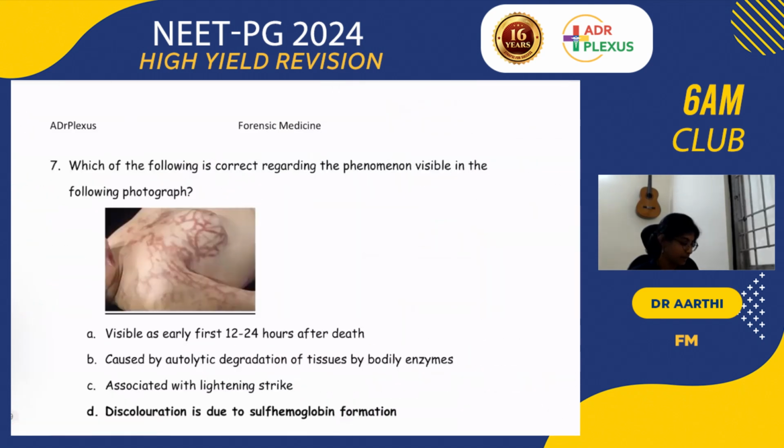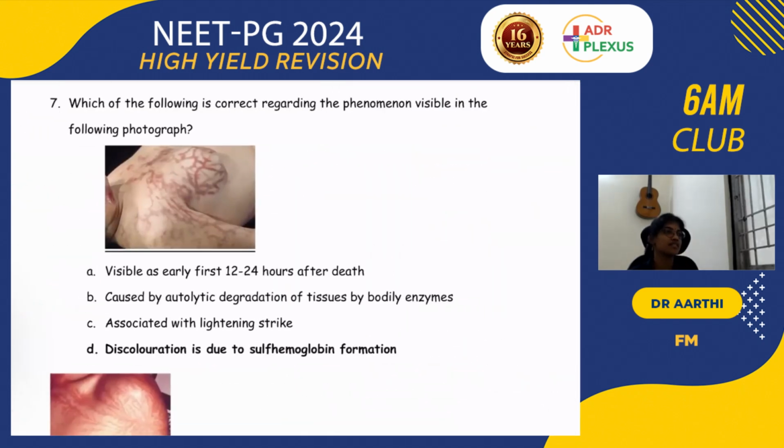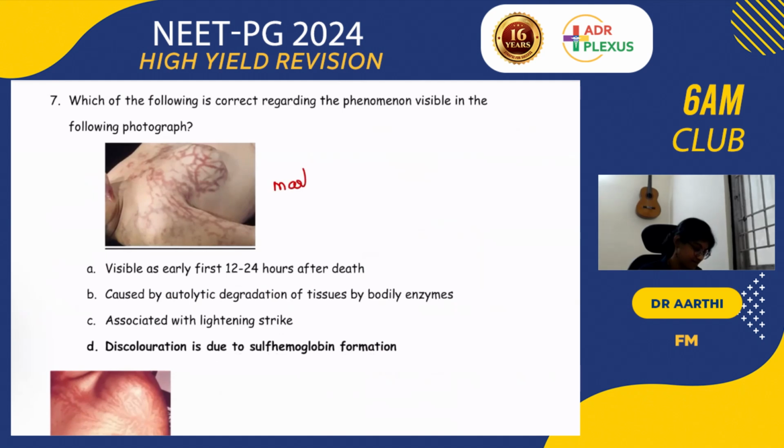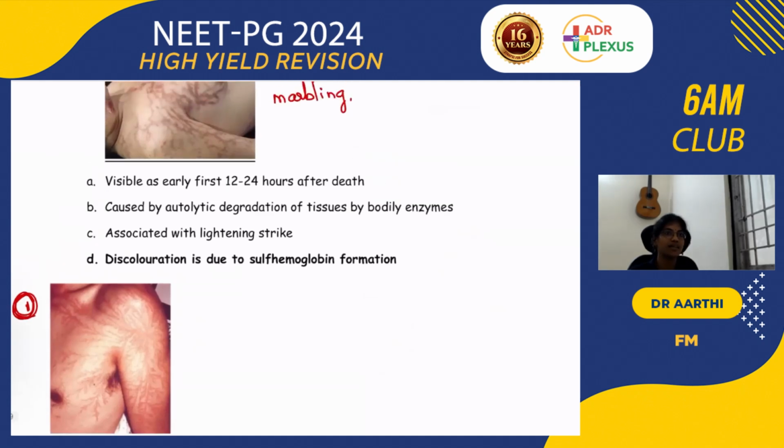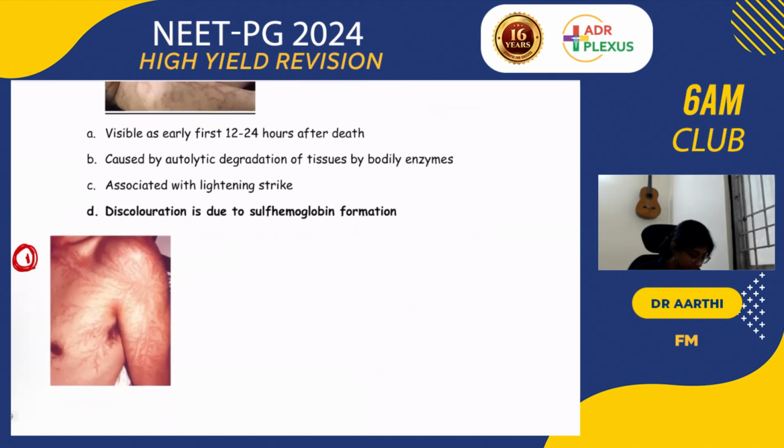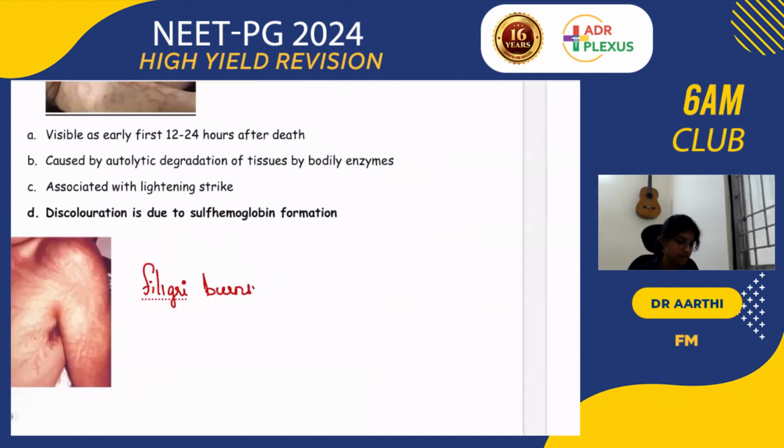Okay. Then image. What is this? This is a case of marbling. Now we often confuse marbling with this. Well, can you tell me what is this image? This, what the one that I put as one, what is this? Can you tell? The upper one is marbling. Yes, this is filigree burns. Okay.